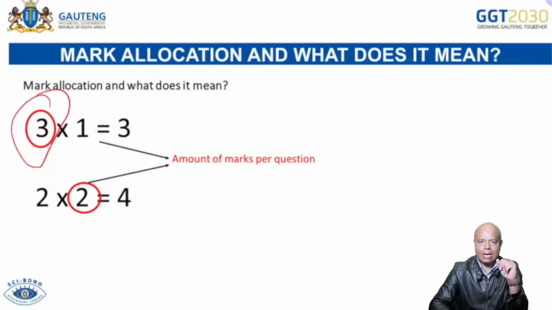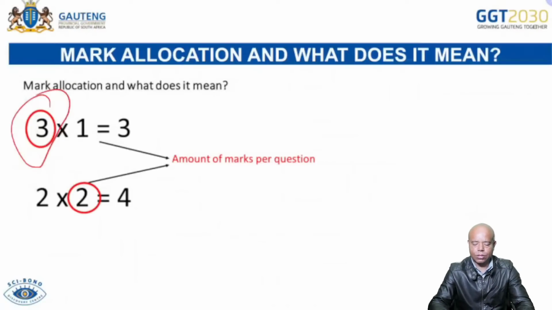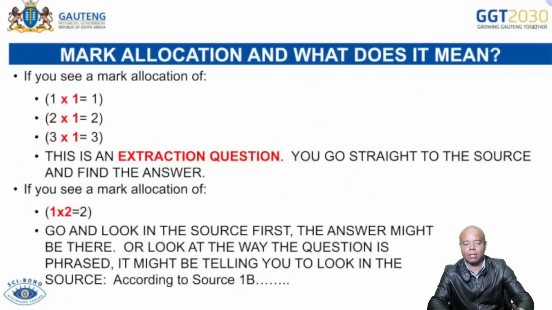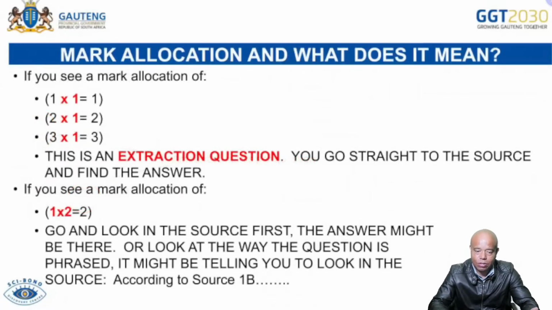Then the bottom one, it's 2 times 2. But now the front number indicates to us the amount of answers you must give. So the amount of answers is basically 2 answers, and one of them will be 2 marks. So it will give you the 4 marks that you actually need basically. Now remember learners, once you see a mark allocation of 1 times 1, 2 times 1, 3 times 1, it's extraction questions basically.